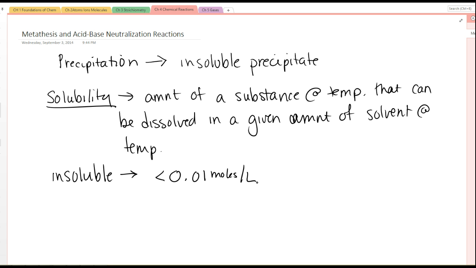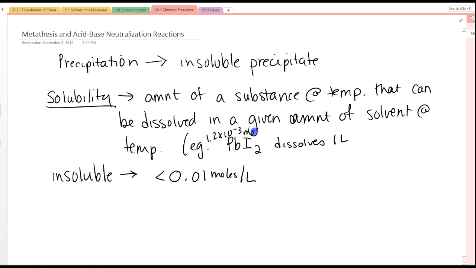All right, so an example of a solubility might be the fact that lead(II) iodide dissolves in 1 liter of water. So 1.2 times 10 to the negative third moles of that dissolves in 1 liter of H2O at 25 degrees Celsius. Okay, so that's an example of a solubility. Insoluble would be less than that number I just gave.